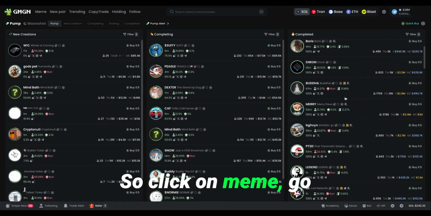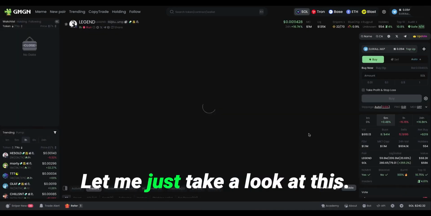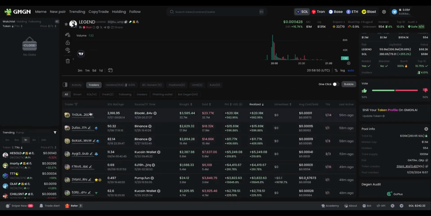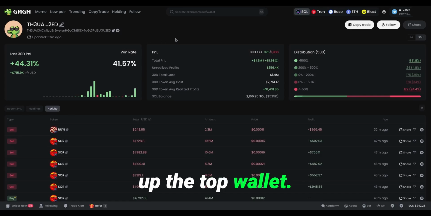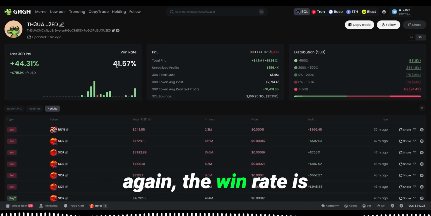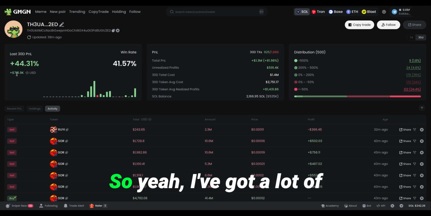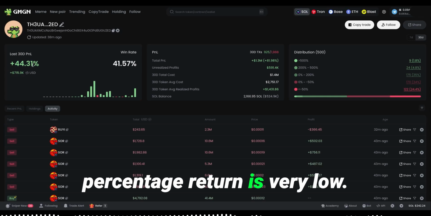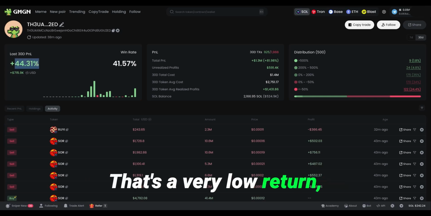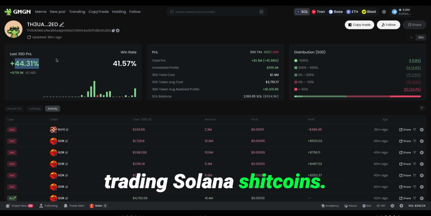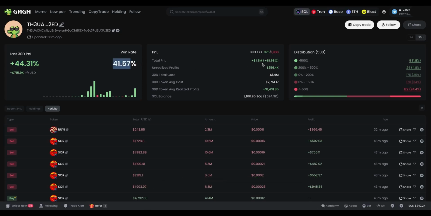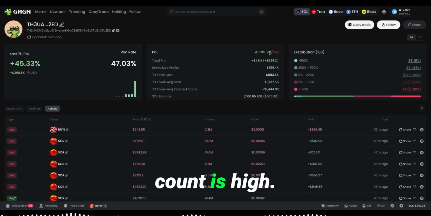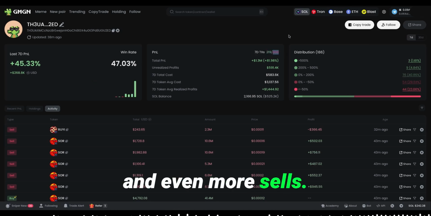Let's look at another coin. So click on meme, let's say legend. Let's just take a look at this. Scroll down. Okay, let's open up the top wallet. A bit better, but again, the win rate is pretty low. It has a lot of P&L, 700K, but the percentage return is very low. That's a very low return, especially if you're trading Solana shitcoins. Win rate is very low. You don't want to be copy trading this type of wallet. The transaction count is high. There are a lot of buys and even more sells.